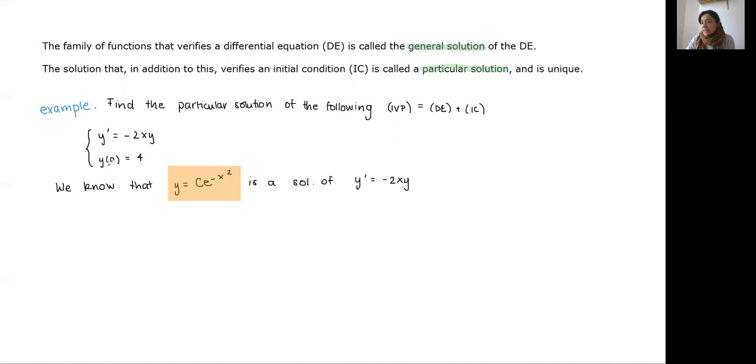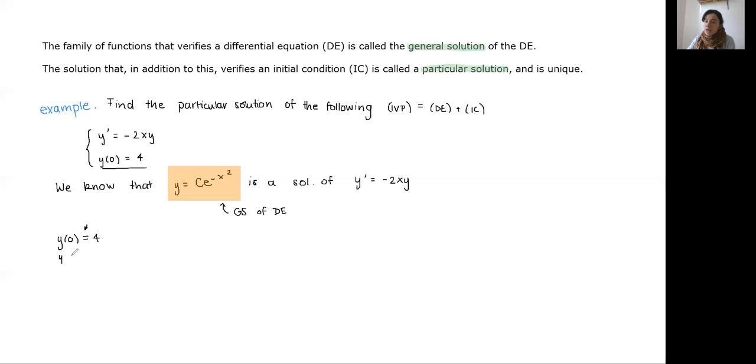The other thing is that I need to make sure that it satisfies this initial condition. So I already know that this is the general solution of the differential equation. And what I'm trying to do is to make sure that I find the particular solution that also, in addition to satisfying the differential equation, satisfies the initial condition. So that means I'm going to make sure that y of 0 is equal to 4. Right? So I need that to be the case. I'm going to force this to be the case. How do I make sure that this is the case?